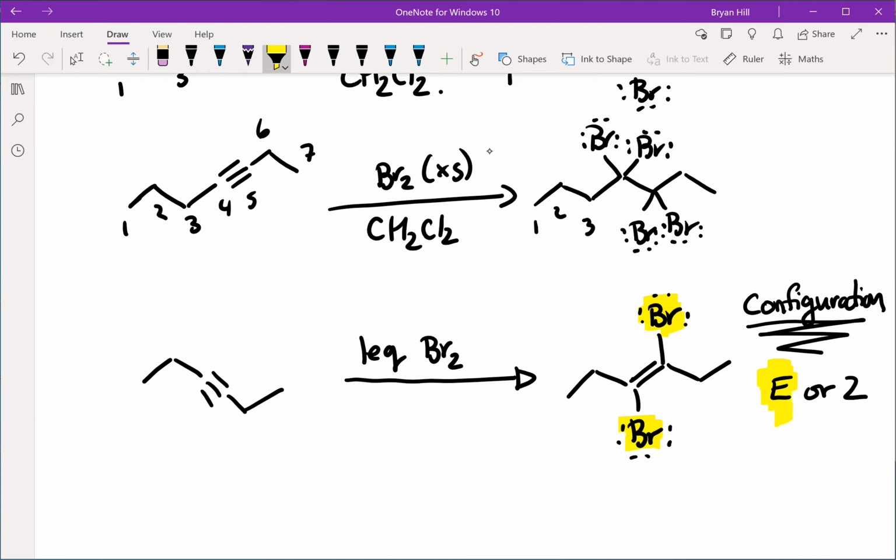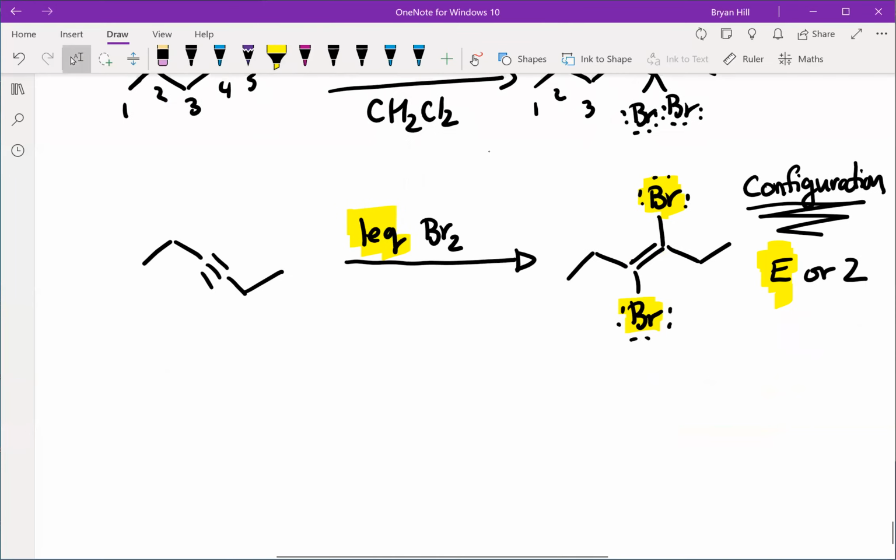These are E. You'd make an E alkyne if you used specifically one equivalent of bromine. So that is kind of interesting, and it's very similar. You'd have that sort of bromonium ion, and the bromine would attack from the opposite side, except there's a double bond there. So you'd have something which resembles this.